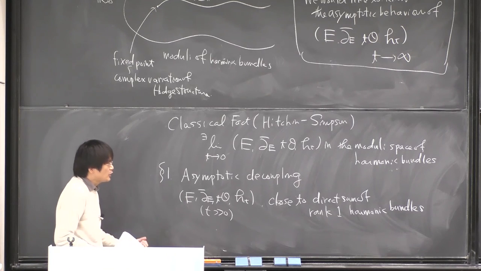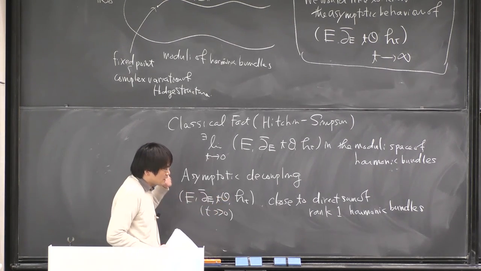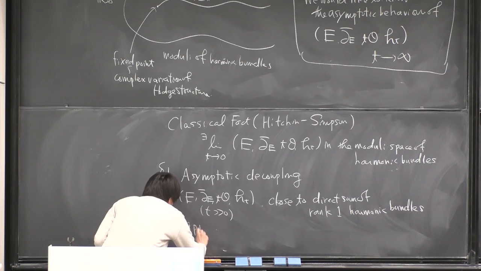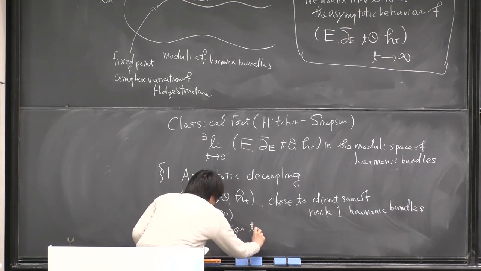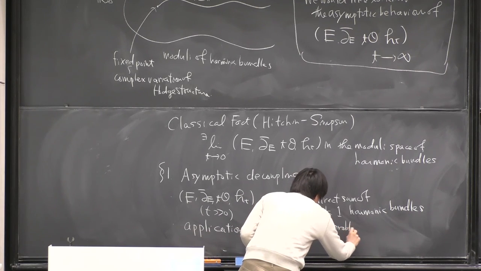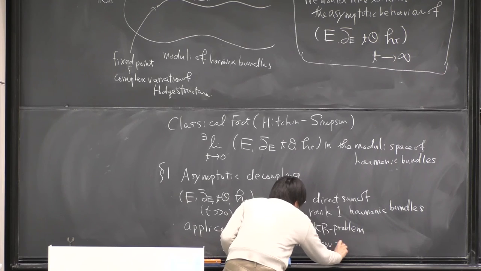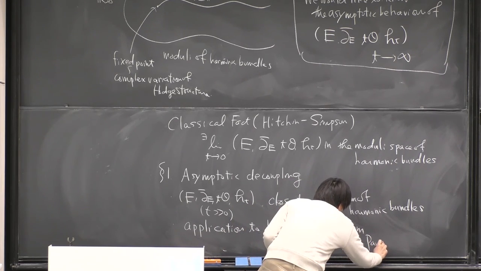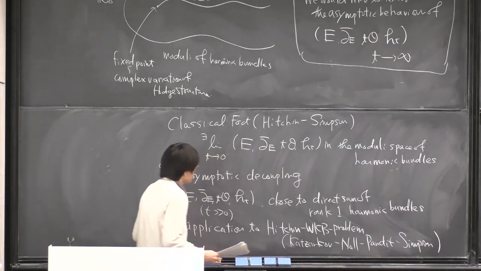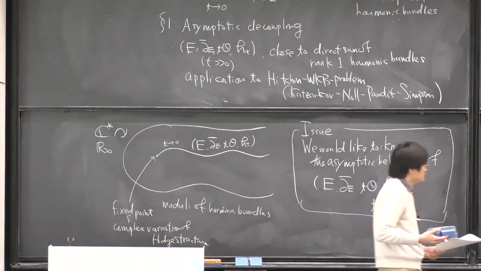And as I mentioned, rank one harmonic bundles are very easy to see. So this means when t is large, the structure of harmonic bundles becomes easier. And we have an application of this fact to the study of the Hitchin WKB problem, studied by Katzarkov. And the other is concerned with the limit of harmonic metrics.